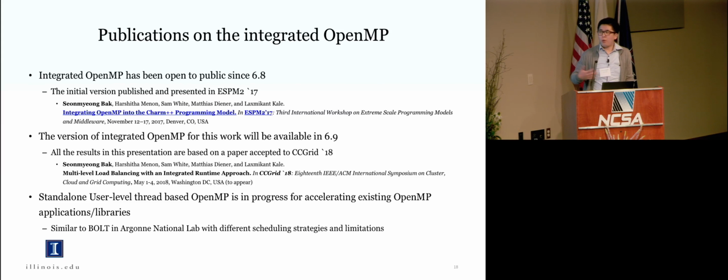OpenMP support has been available since 6.9. The initial version was released and presented at ESPM2 last year. And the current work I presented here will be available in 6.9, and it will be presented in May at CCGrid. And we're also working on standalone user-level thread OpenMP, which is really similar to Argobots, but with different scheduling and different behavior in the runtime. So yeah, I'm currently working on this.